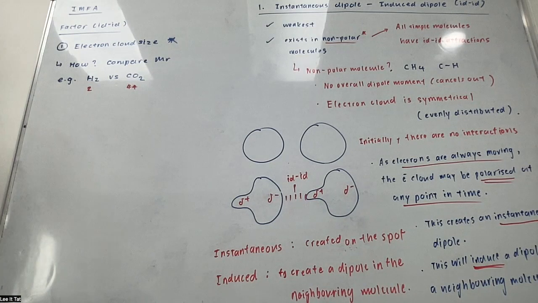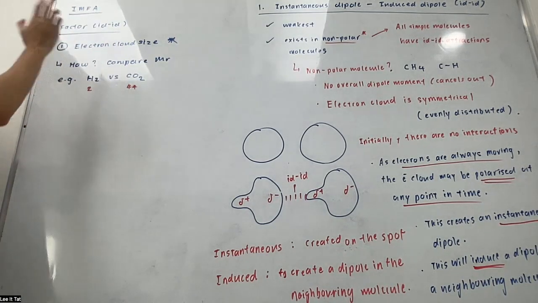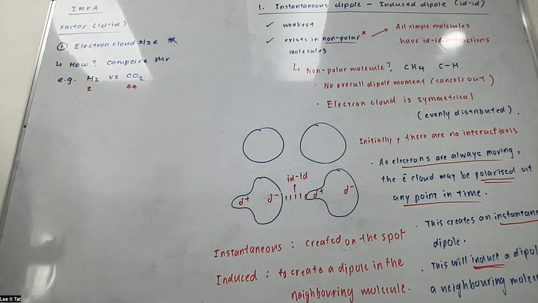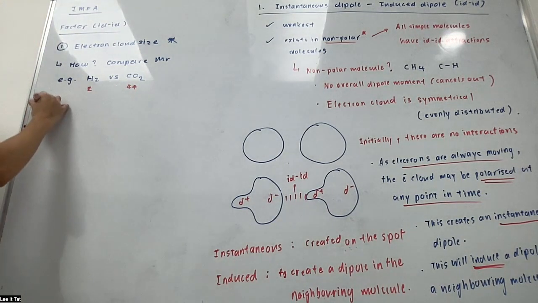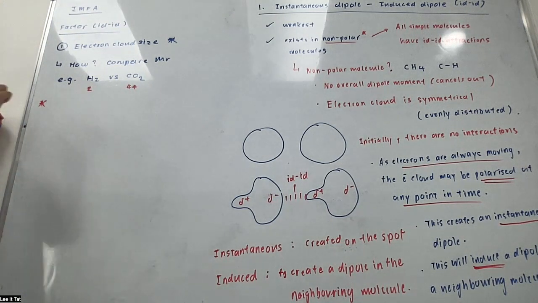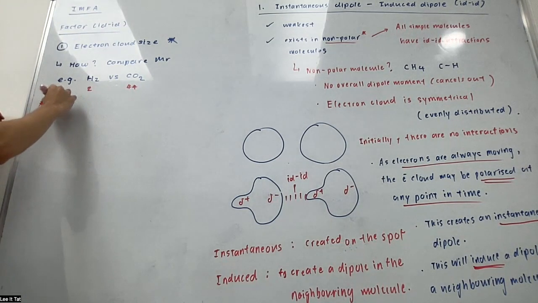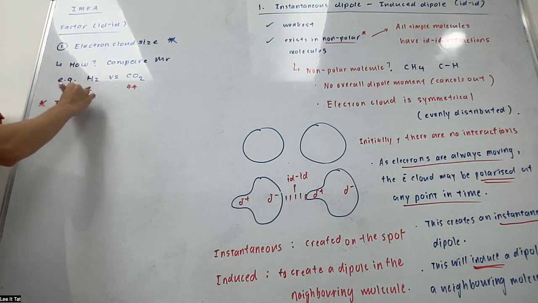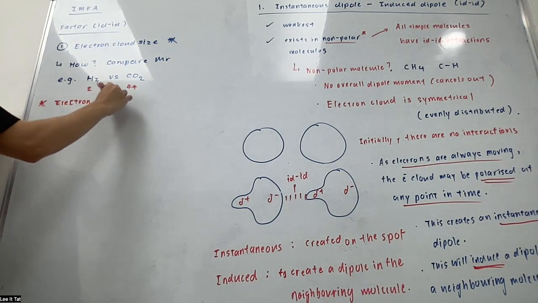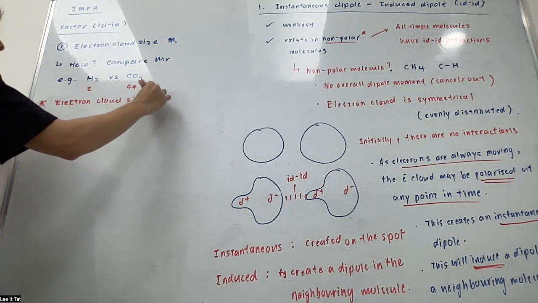So from here, you compare the size of the molecule and you tell me who has stronger or weaker ID-ID attractions. Now, before I move on to the actual explanation, first of all, I need you all to take note of this, very important. The electron cloud size is the primary factor to compare.